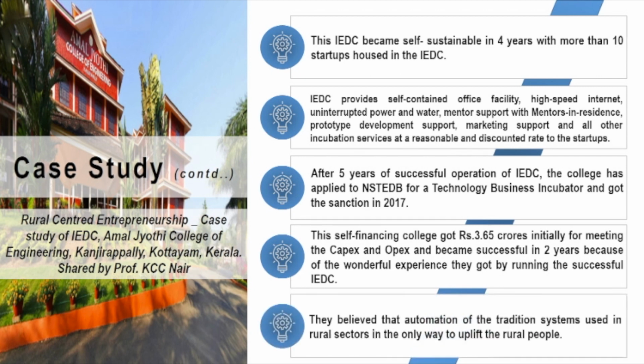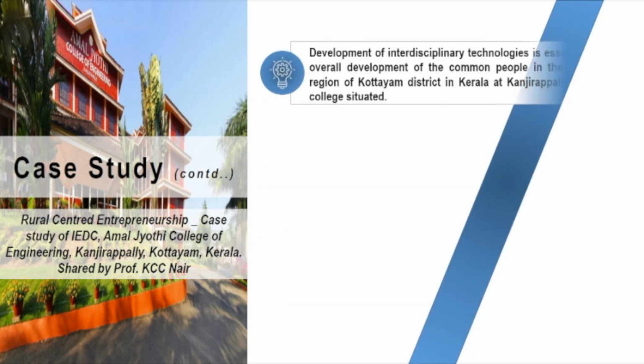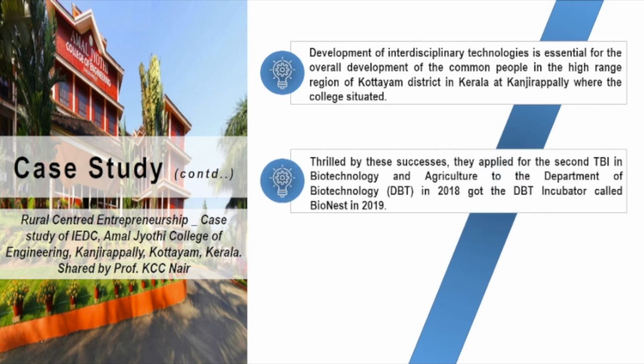They believed that automation of the traditional systems used in rural sectors is the only way to uplift the rural people. Development of interdisciplinary techniques is essential for the overall development of the common people in the high range region of Kottayam district in Kerala at Kanjirapalli, where the college is situated. Now, thrilled by these successes, they applied for the second TBI in biotechnology and agriculture to the Department of Biotechnology, that is DBT, in 2018 and got the DBT incubator called BioNest in 2019.